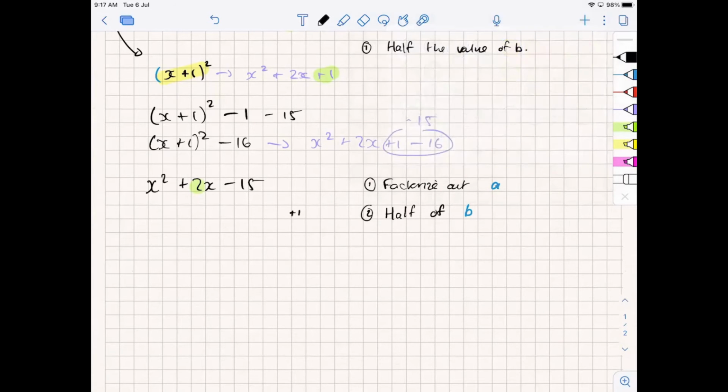Step number three, we're going to put x and half of b, so I'm just going to write b over 2 because that's easier than writing half of b, in brackets squared. Okay, so I'm going to do that. I'm going to take my x plus my half of b, which is just plus 1, and I'm going to put that in brackets squared. Okay, that's step number 3.